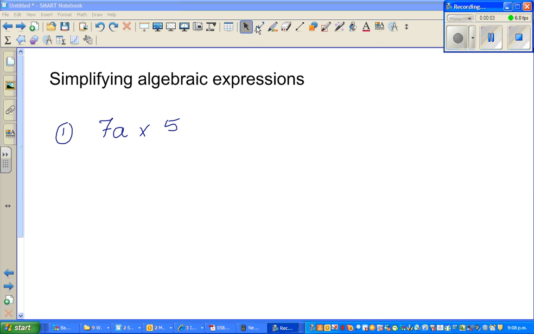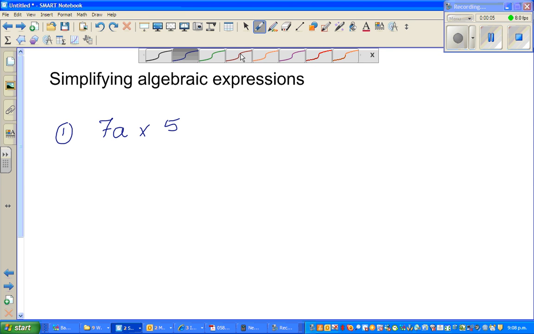Hello, in this video, I'm going to do a number of examples on simplifying algebraic expressions. When you have to simplify algebraic expressions, students tend to get confused about what the letters and the numbers mean. But if you understand letters as letters, they can be numbers. But when you're simplifying, you don't know the value of a or b or whatever. So the first question is 7a times 5.